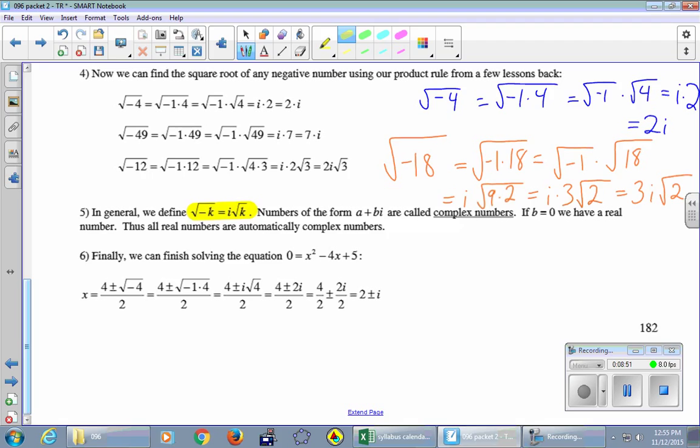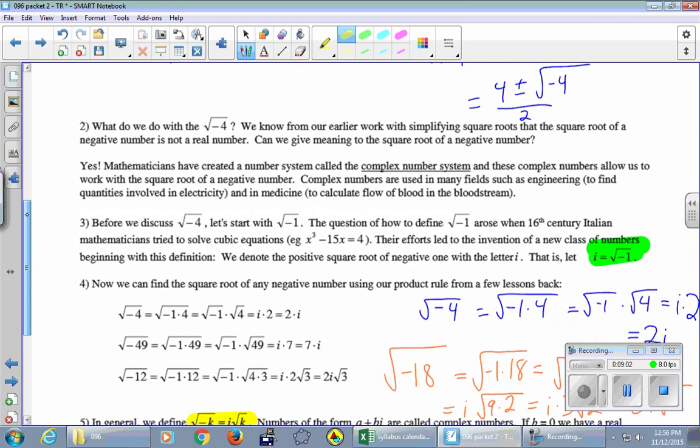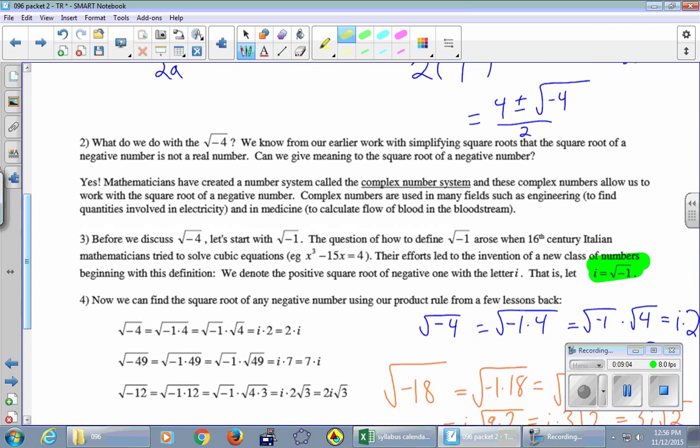So all we're doing is expanding. We're not excluding the real numbers. We're not going to a completely different world. We're just expanding our view of the world of numbers. So that means we can now finish this problem that we started up here. 4 plus or minus square root of -4 over 2.